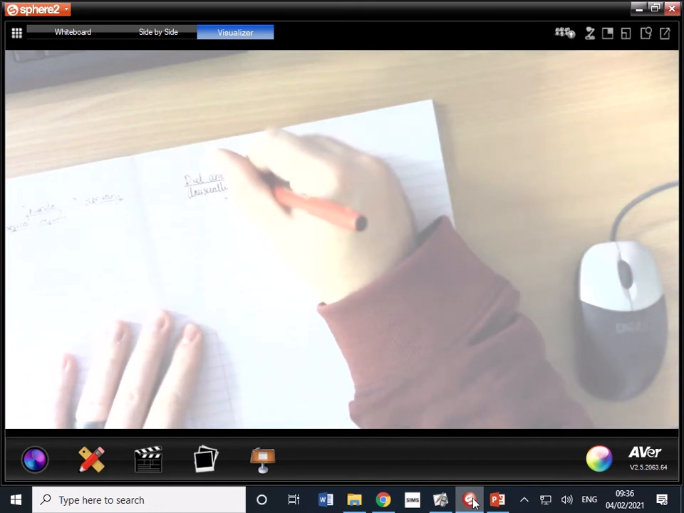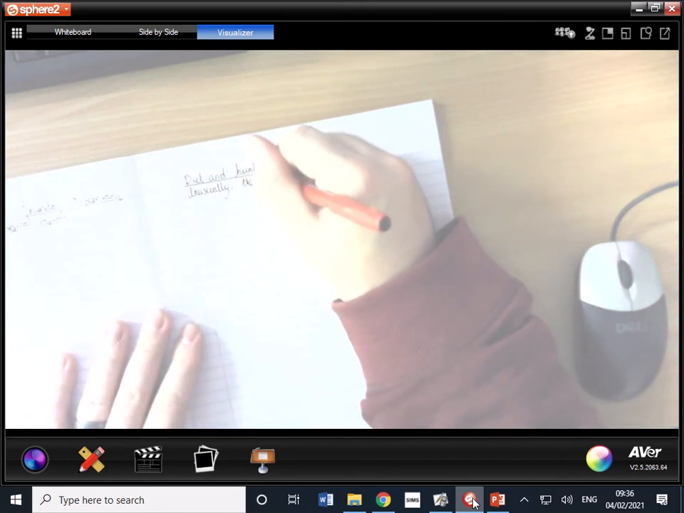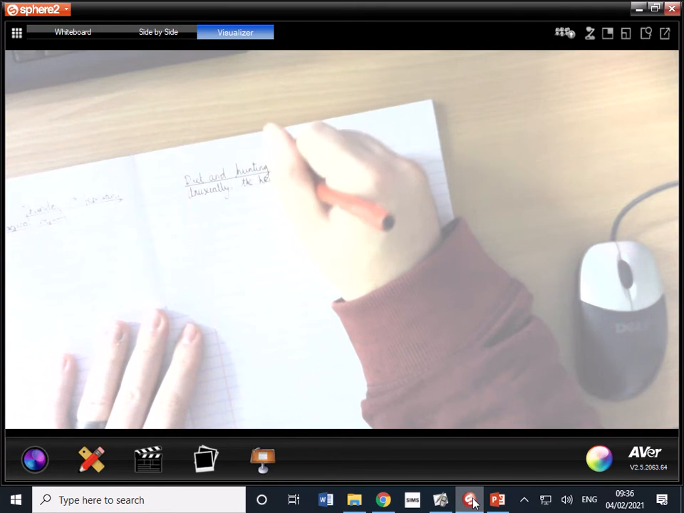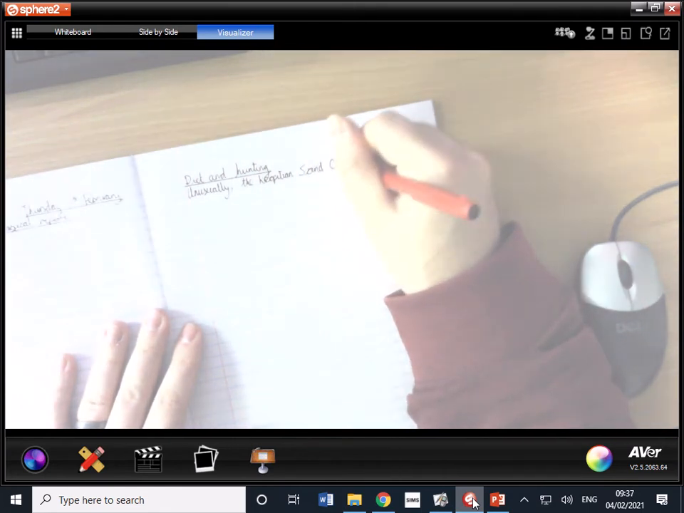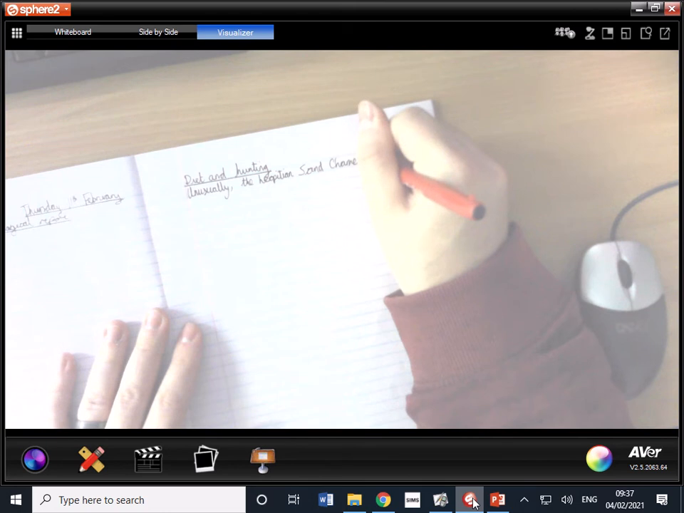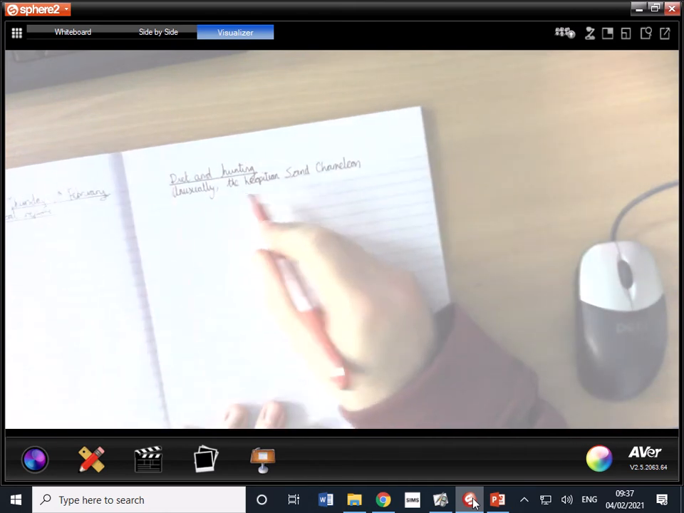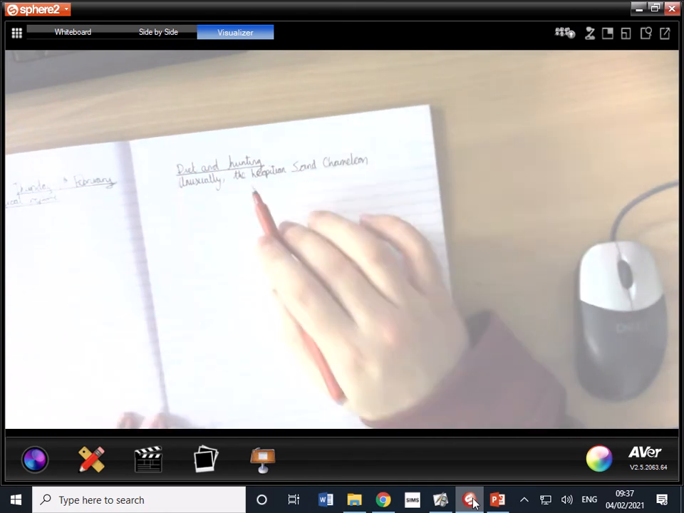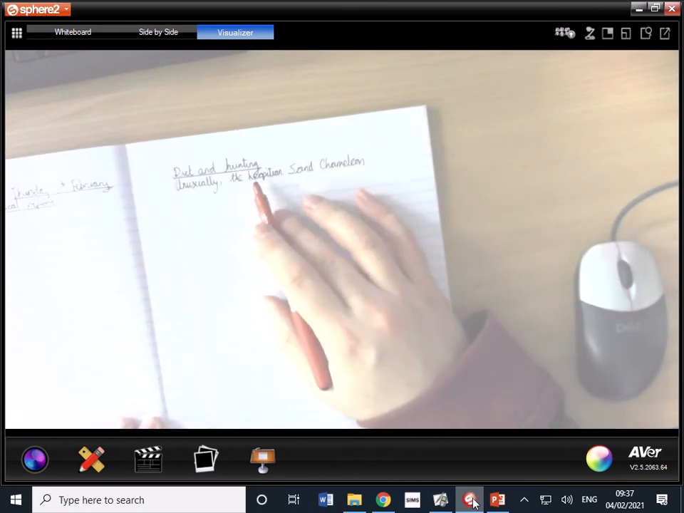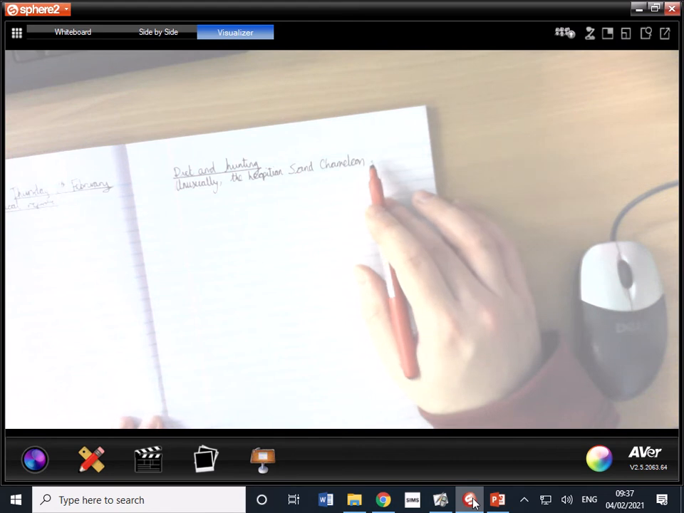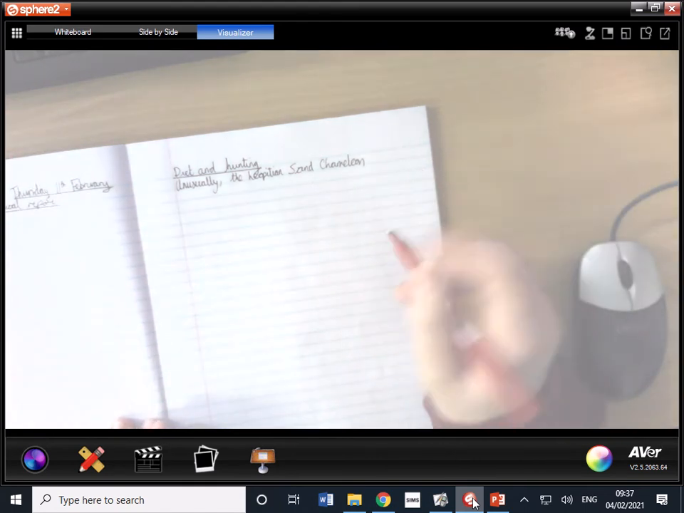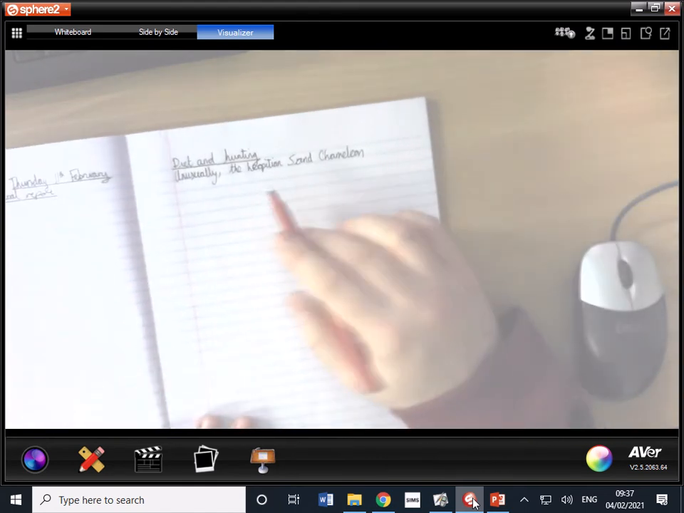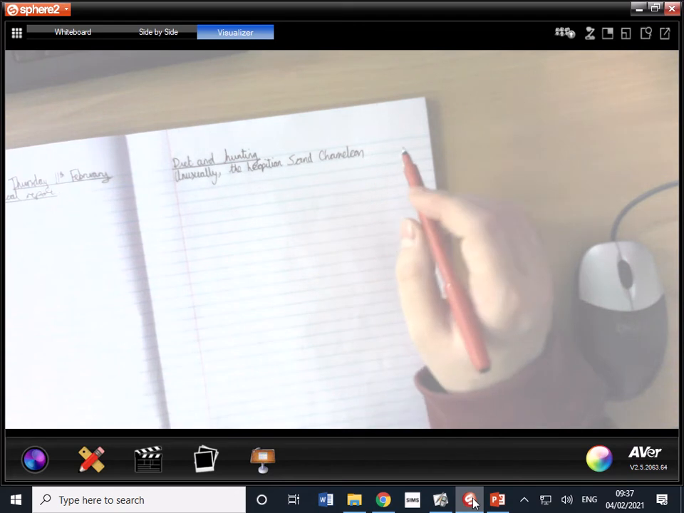So unusually, the Leopitian sand chameleon, make sure that's all capital letters. And the reason I'm saying the full name of it here is because at the start of a new paragraph you need to always use the full name of something. Later on we can refer to it as the creature or the sand chameleon, or we can refer to it as a different name, but the first sentence always refer to it as its full name.